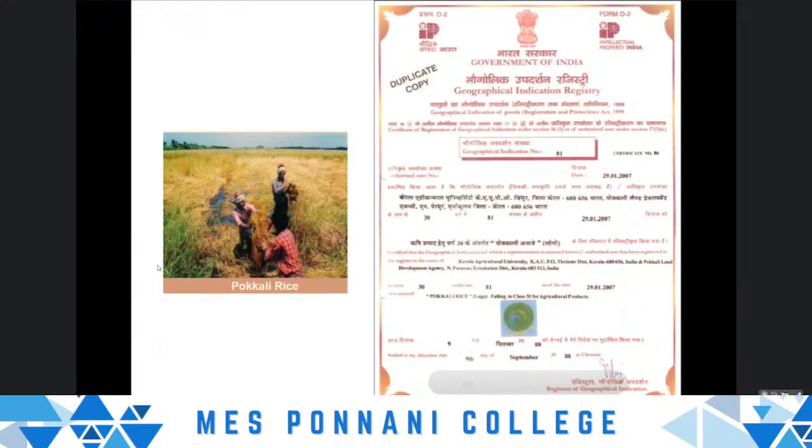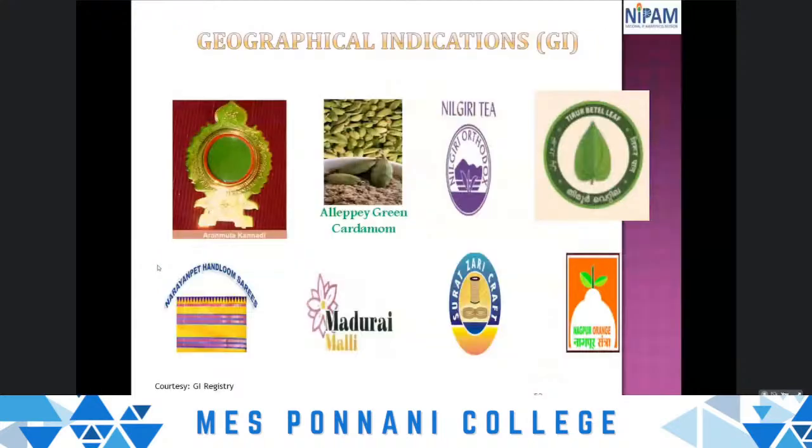This is the GI registration that was given to Pokkali rice, which is again a very unique variety of rice that is cultivated in Kerala in the coastal belts of Ernakulam and Thrissur, which is highly saline tolerant. Once a GI tag is conferred, it basically enhances the commercial value of that particular product, and certainly it will benefit the producers who are engaged in the production of that particular product.